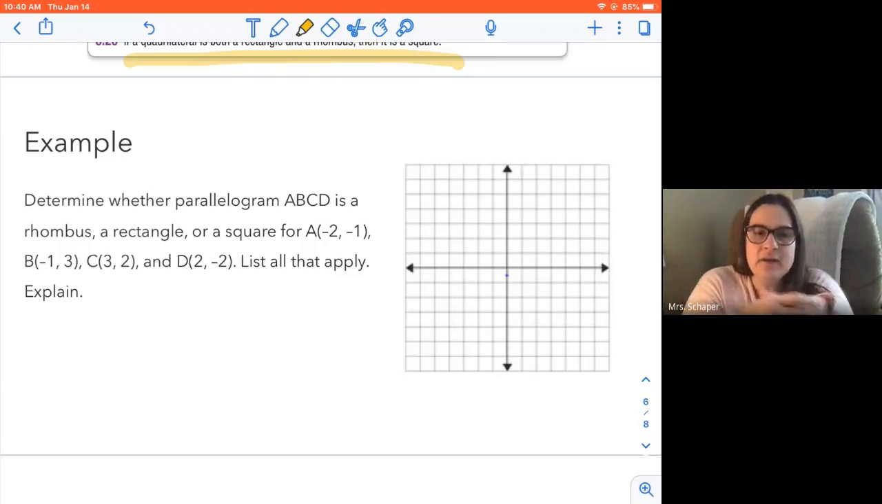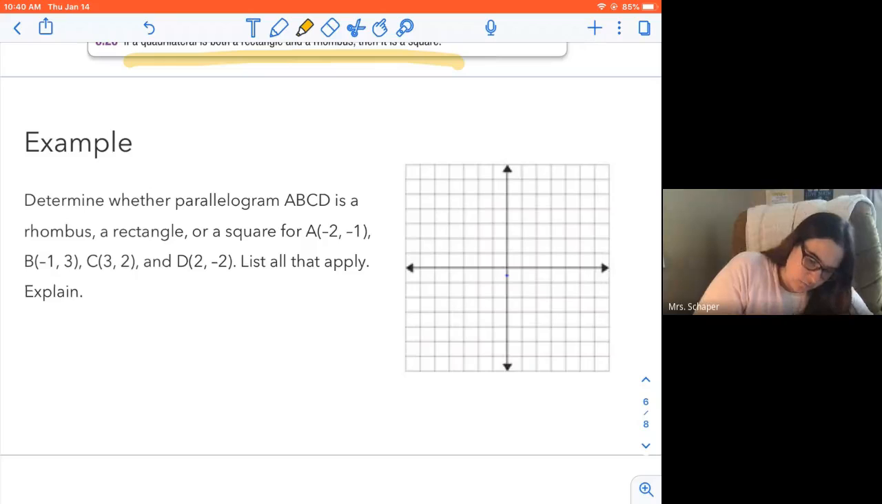When you are telling me what kind of a figure a quadrilateral is, you have to be super specific, because some of these figures have similar qualities. So let's take a look. A is (-2, -1), B is (-1, 3), C is (3, 2), and D is (2, -2). Okay, so this is our figure.